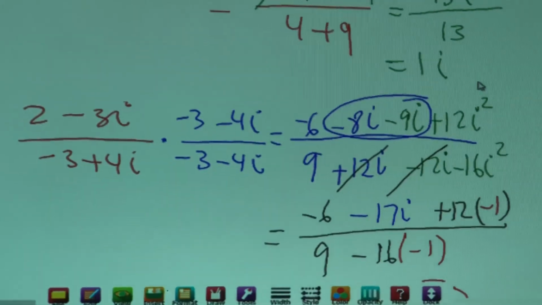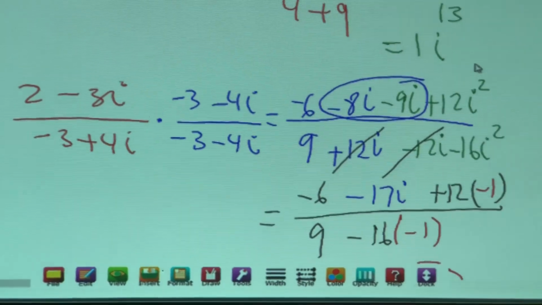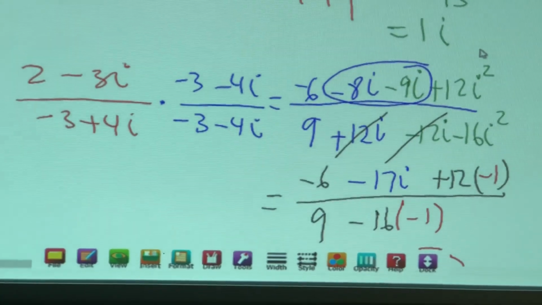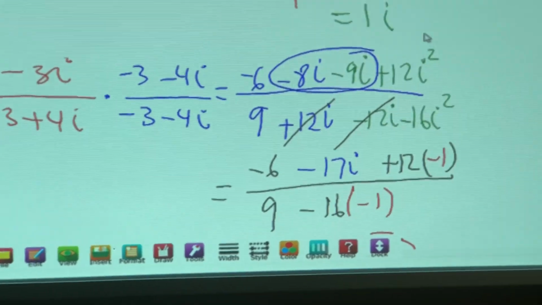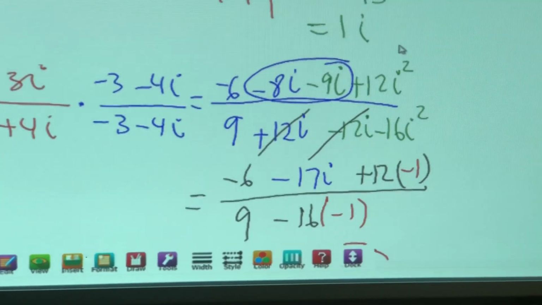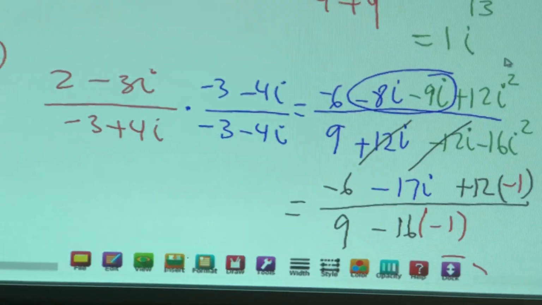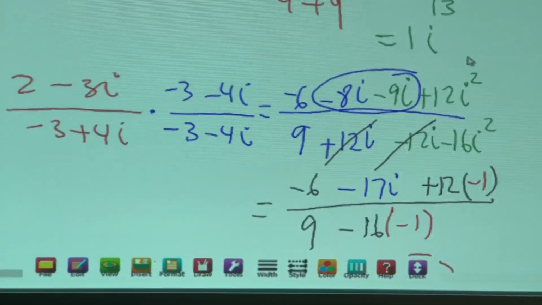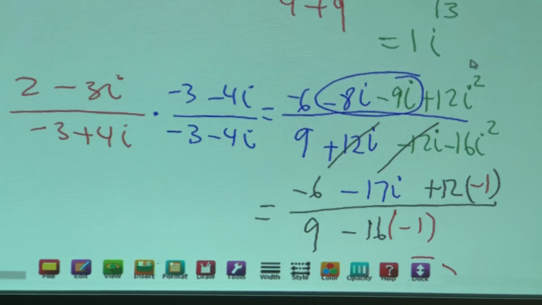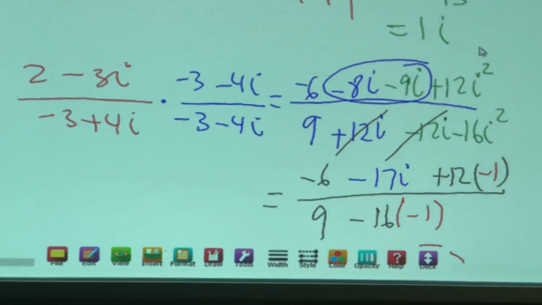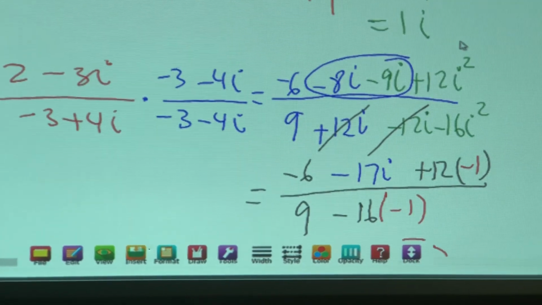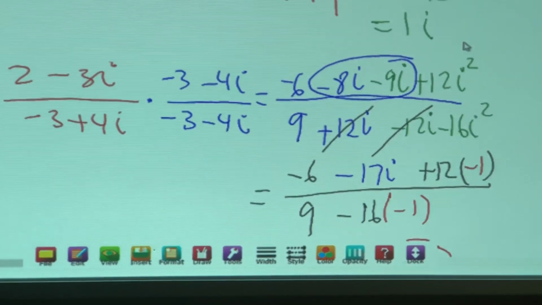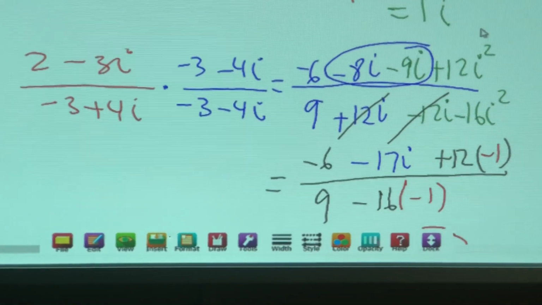2 minus 3i over negative 3 plus 4i. What's my conjugate? Again, everyone is going to say negative 3 minus 4i. Then now it is algebra, foiling. Foil it. 2 times negative 3, negative 6. 2 times negative 4i, negative 8i. Negative 3i times negative 3, positive 9i. Negative 3i times negative 4i, 12i squared.